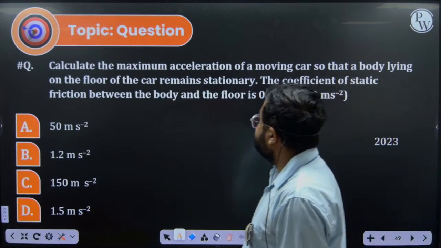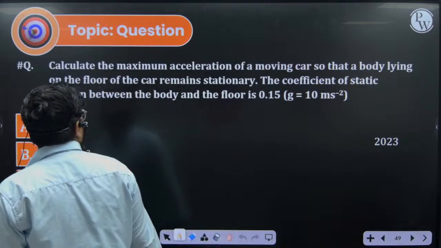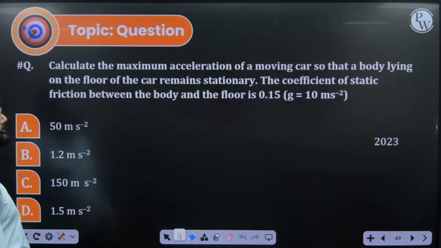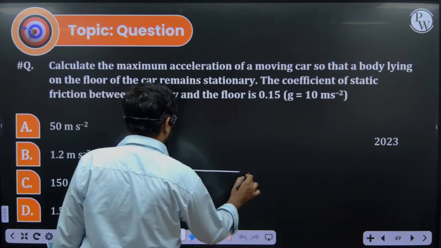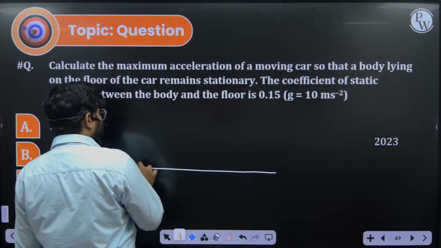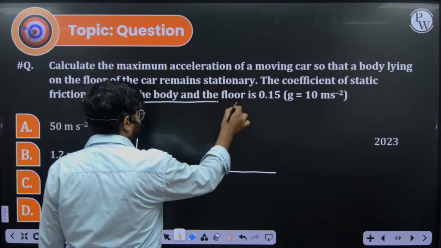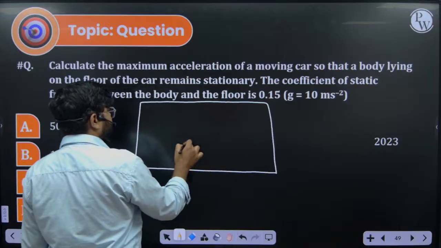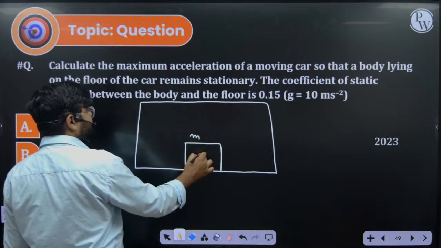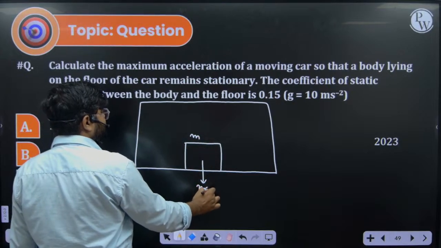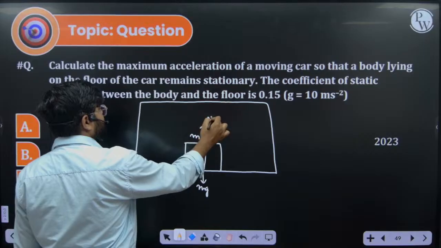Next question. Calculate the maximum acceleration of a moving car so that a body lying on the floor of the car remains stationary. A car is there, and a block is lying on the floor of the car. Let's say the block has mass m, and normal is equal to mg.